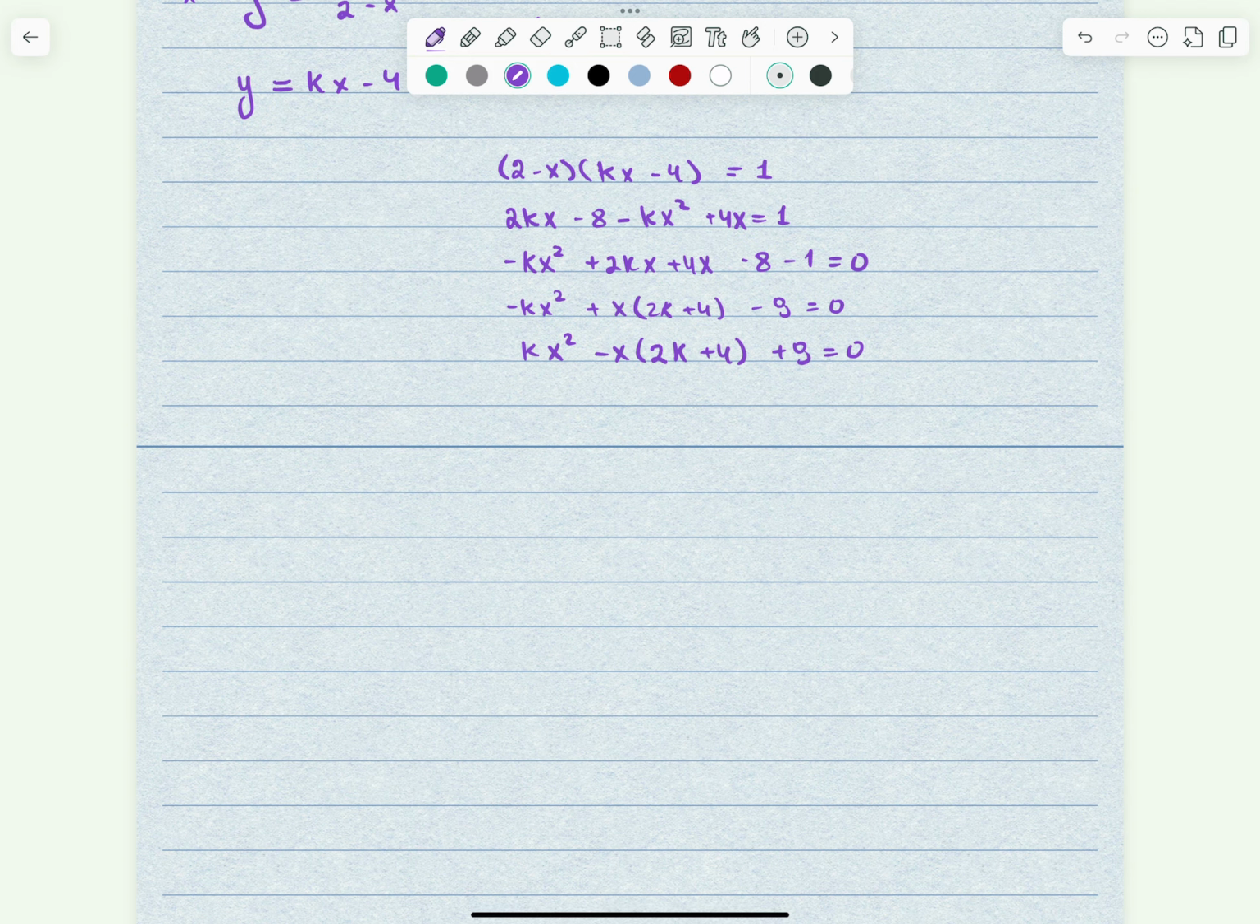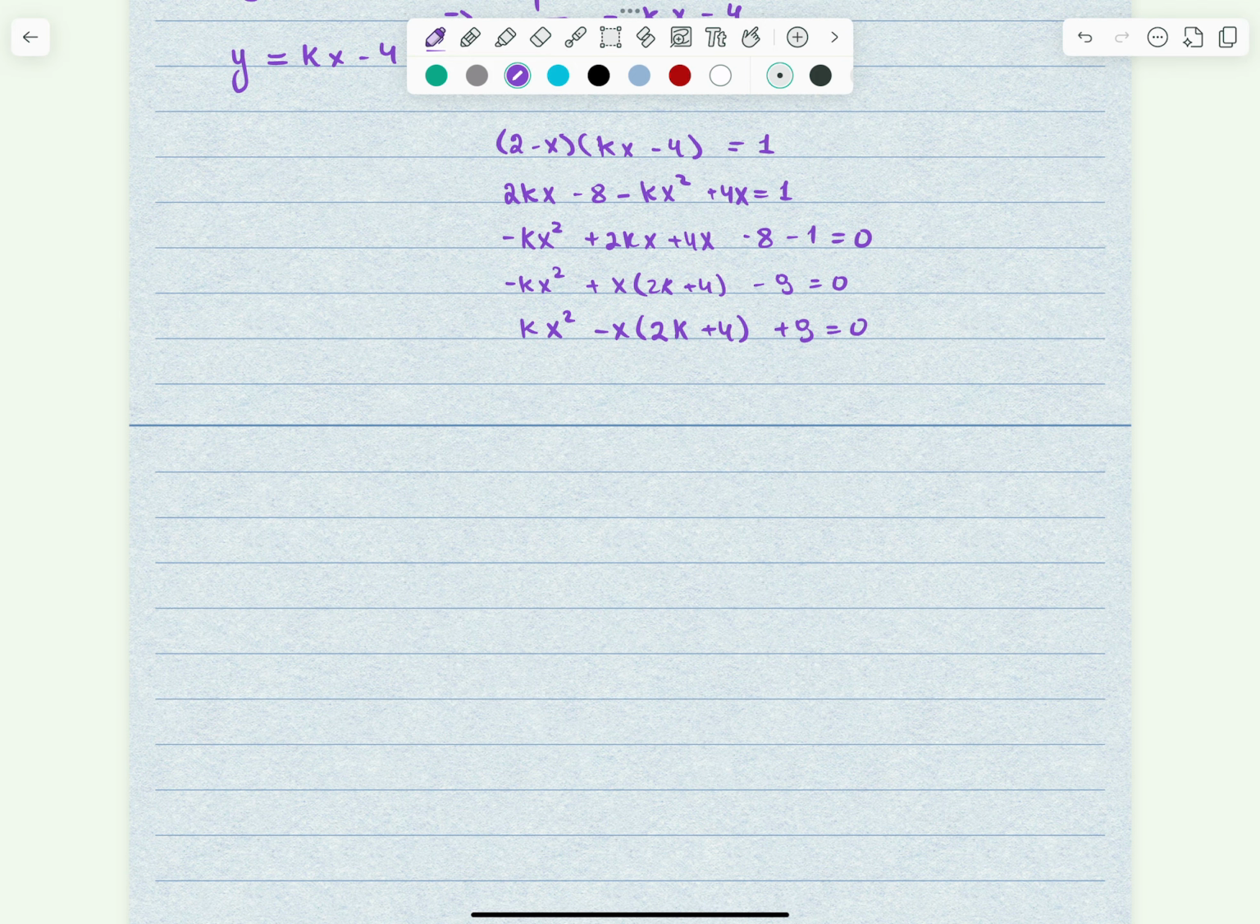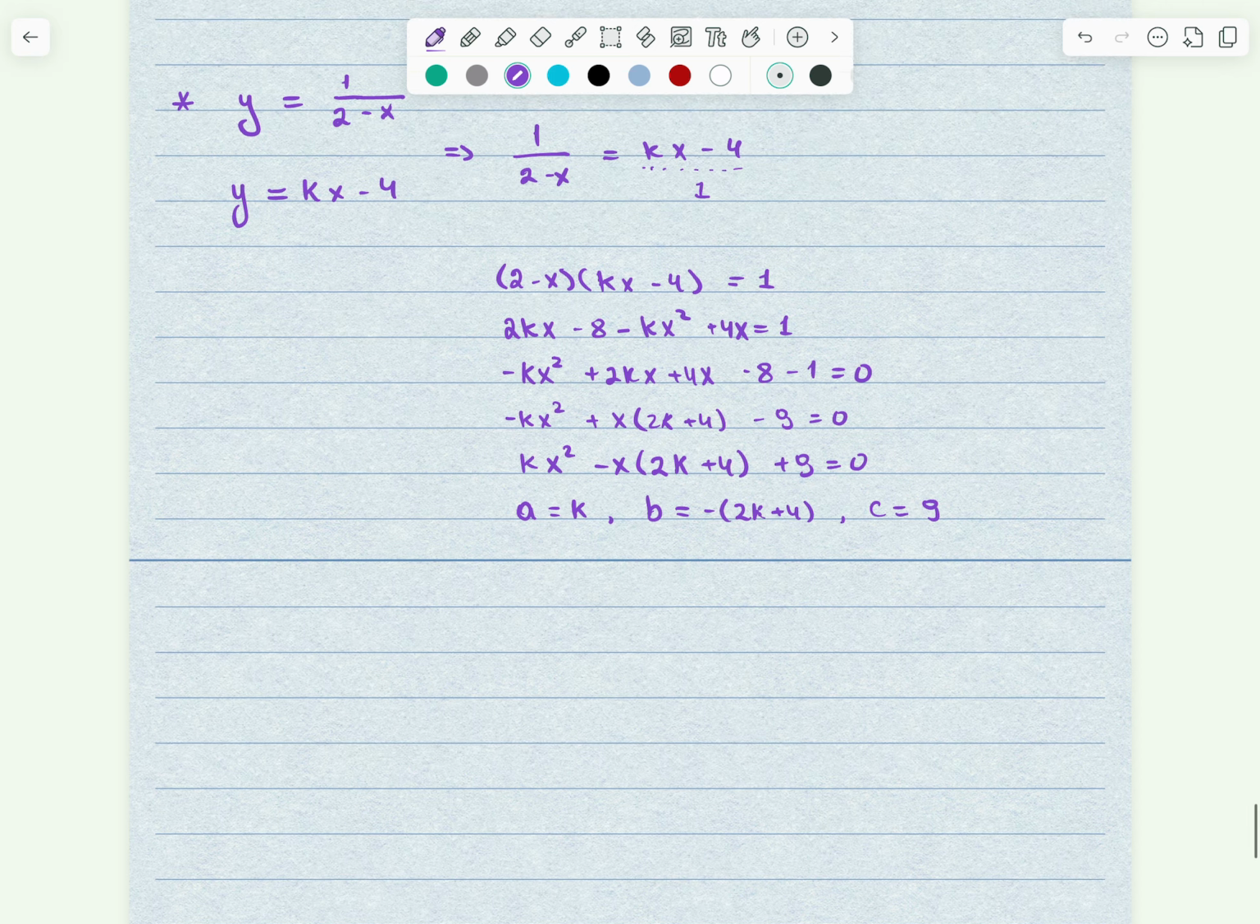As I'm saying once more, be very careful. Okay, and then decide what's your a, what's your b, what's your c. A is equal to k, and b is equal to negative 2k minus 4, or you can actually write this as negative (2k plus 4), and then c is going to be 9.